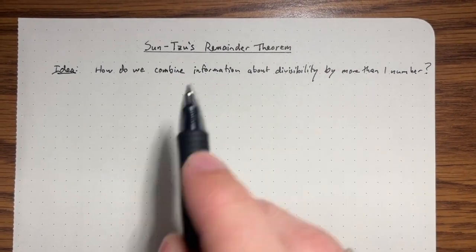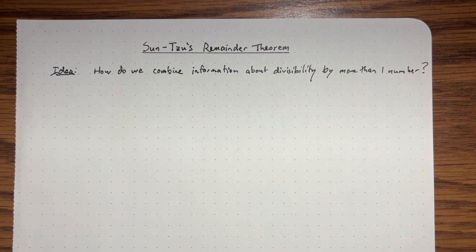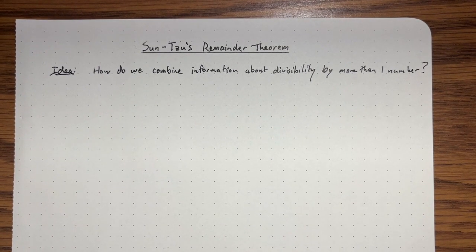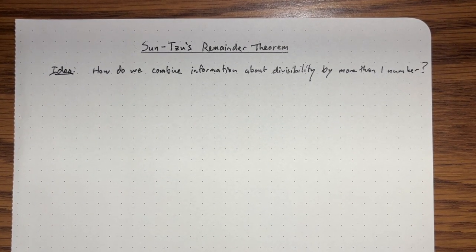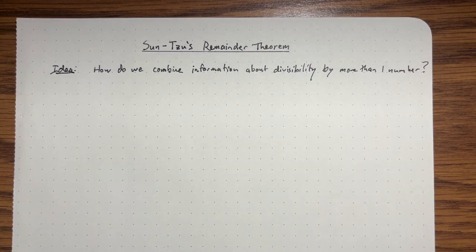This lecture is on Sun Tzu's Remainder Theorem. So this is one of those theorems in number theory that is based on a relatively simple idea, but the more time you spend with it, really, you start to realize that it's actually saying something extremely deep. So it's similar to Euclid's algorithm in that respect.